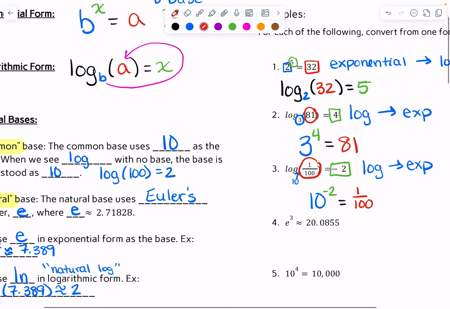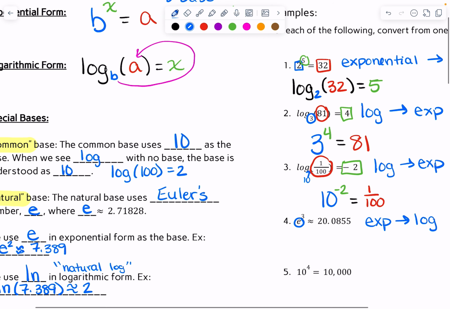For number 4, I see an exponent, so I'm starting from exponential form, and I'm going to logarithmic. I'm also noticing that I have e as my base here. So when I have e as the base, I'm going to use the natural log for my logarithm. So I'm going to have the natural log of my output, which was 20.0855, is approximately equal to my exponent of 3.